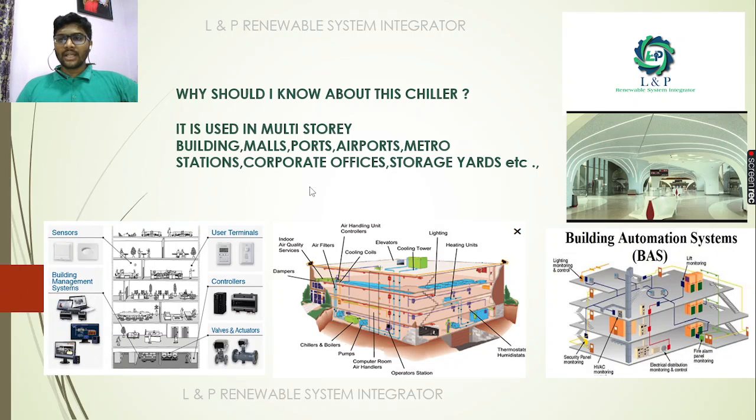Very simple. If you're going to work in any malls, metro stations, multi-storey corporate offices, storage yards, or ports, in all these locations a building automation system will be there. As part of the building automation, HVAC systems will be there. This HVAC system plays an important role in maintaining the air circulation inside the buildings. There are many equipments in the HVAC systems, such as air handling units and variable air volume units. All these units require chilled water, and for that we need chillers.